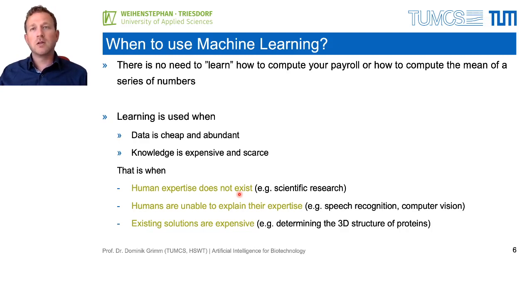Also for speech recognition. How do we recognize sound? And it is used when existing solutions are expensive. For example, if we like to determine the three-dimensional structure of a protein, this is a very complex and very expensive task, because either we make crystals out of the proteins and then we go to an X-ray to shoot with electrons on the protein to get the three-dimensional structure. That's expensive and needs a lot of expert knowledge. And in these cases, we very often use machine learning.